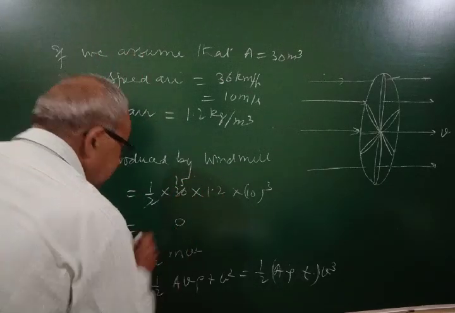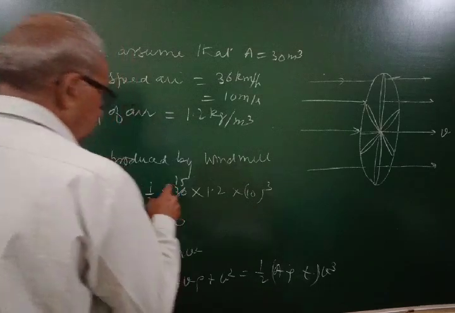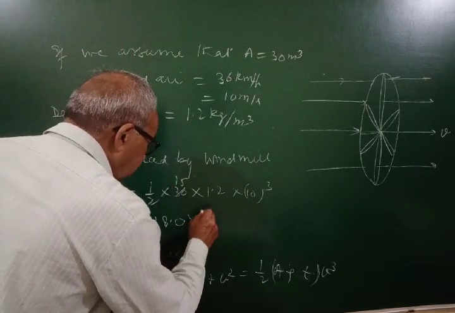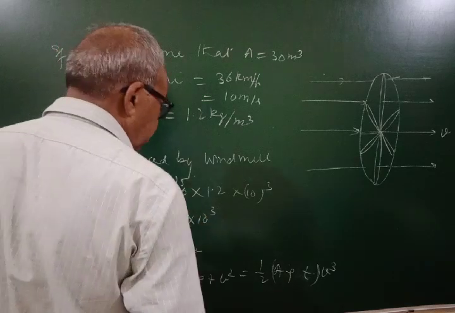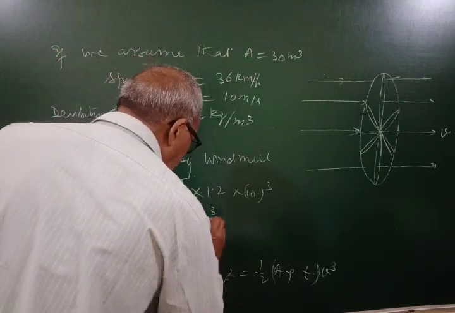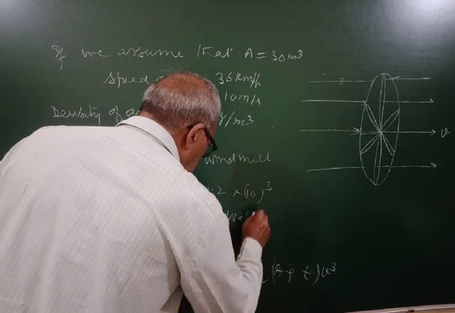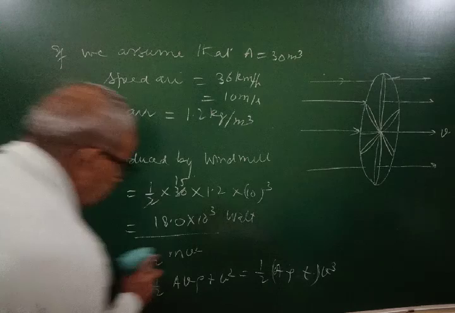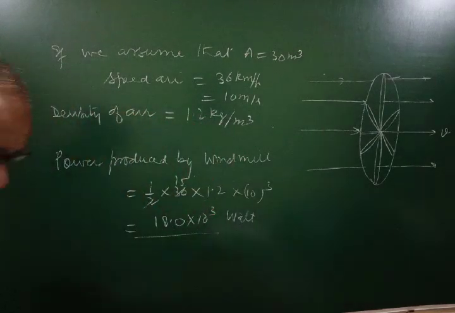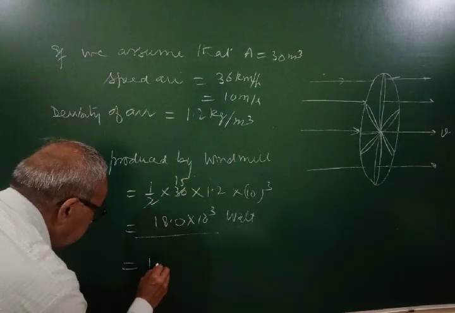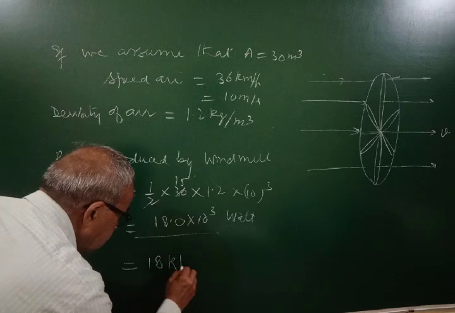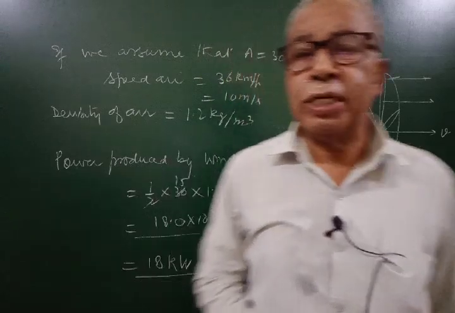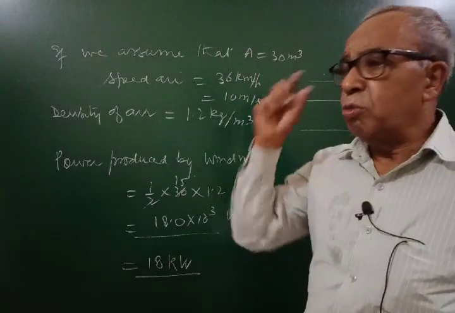So it is 15 into 10 to the power 3, which is 18 into 10 to the power 3 watt, sorry, not joule but watt. Or you can say 18 kilowatt. And 18 kilowatt is a sufficiently large amount of energy.